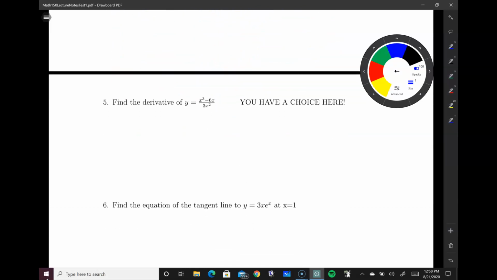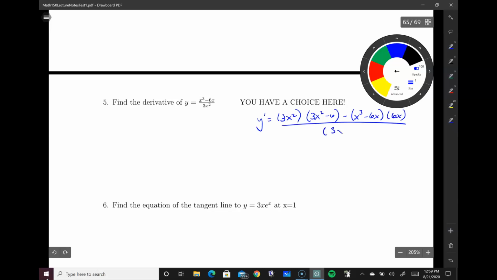Okay, as fun as quotient rule rhyme is, it's a lot of work, right? So I could go do quotient rule over here. So I could say low d high, so 3x squared minus 6, minus high d low, so that would give me 6x, square the bottom, and off you go. Okay, so that would be fine. That'd be a lot of work to multiply out.